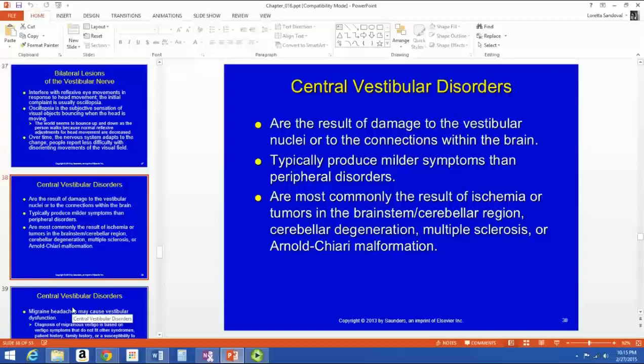A lot of times they're ischemia or tumors in the brainstem or cerebellar region, or the couple other things that they mentioned there. So a lot of times with those things, you're having worse symptoms than your vestibular disorders, and they're kind of milder than the peripheral disorders, and the treatment is going to vary depending on what is causing it. So after someone's had a stroke that's affected the brainstem and the cerebellar region, there's a lot to deal with before you even get to addressing the vestibular disorders.